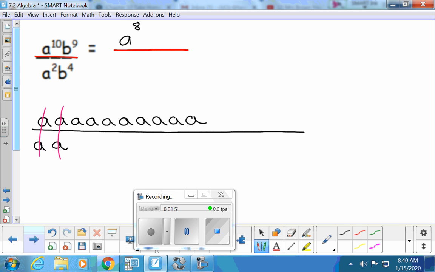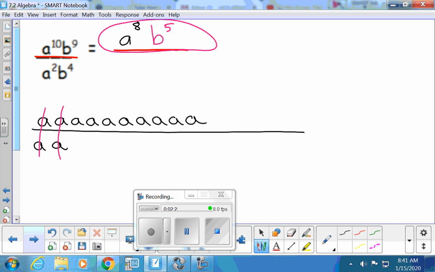Does that make sense? All right, so now let's do our B's. We have B to the 9th, and we have B to the 4th. Which one's bigger? 9. So we're going to do bigger minus smaller. We're going to get 5, B to the 5th, and we're going to put the answer where the bigger lived. Where's the bigger live? Up top. So to tell you the truth, there's nobody down below in my final answer. My final answer is A to the 8th, B to the 5th.